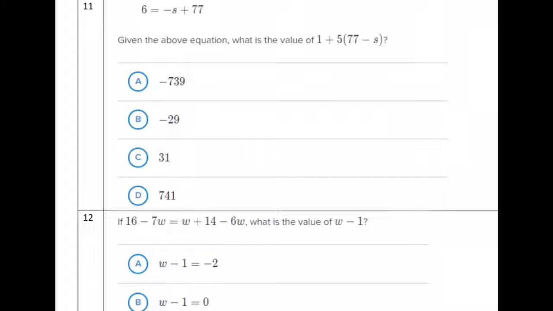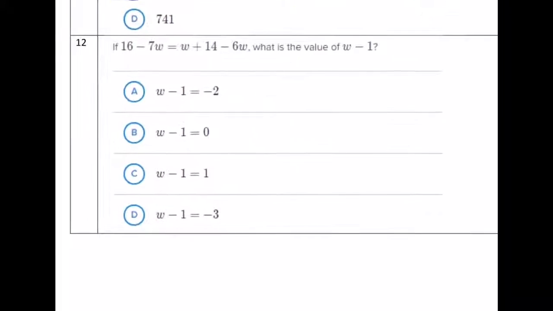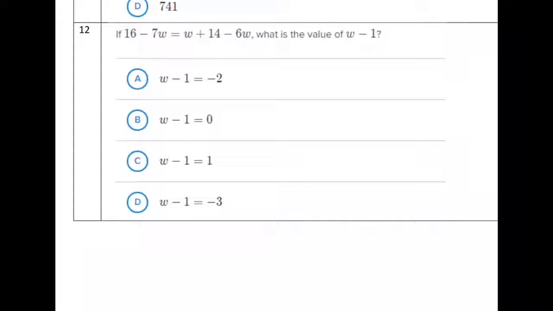11. 6 is equal to negative s plus 77. Given the above equation, well, this is a repeat problem, so we plug in a 6 here, same as before, and 1 plus 5 times 6, or 1 plus 30, is equal to 31. Number 12. If 16 minus 7w is equal to w plus 14 minus 6w, what is the value of w minus 1? Similar repeat problem.